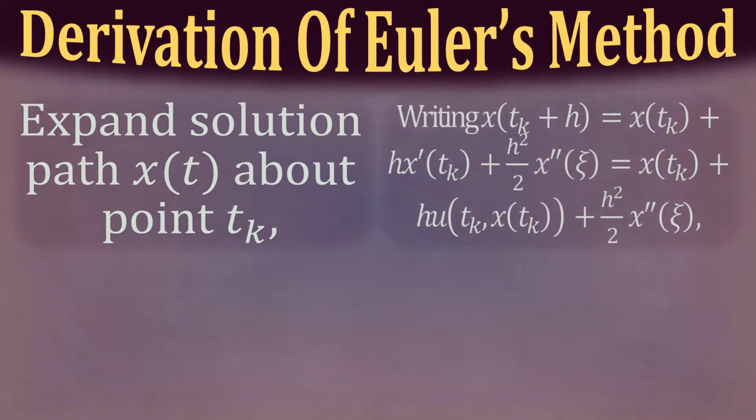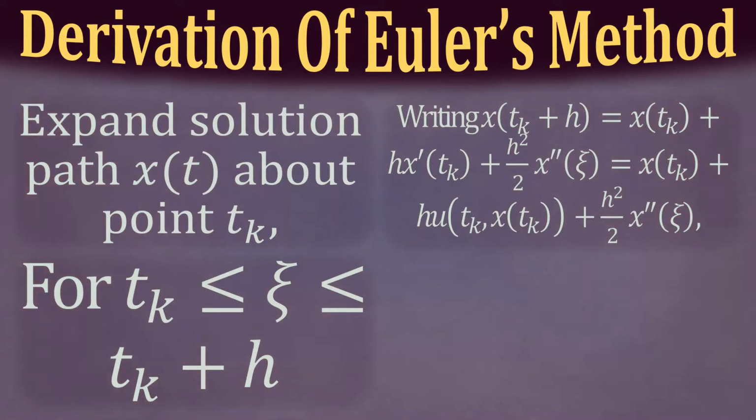Writing x(tk + h) = x(tk) + h x'(tk) + (h²/2) x''(ψ), which is equal to x(tk) + h u(tk, x(tk)) + (h²/2) x''(ψ) for some ψ between tk and tk + h.